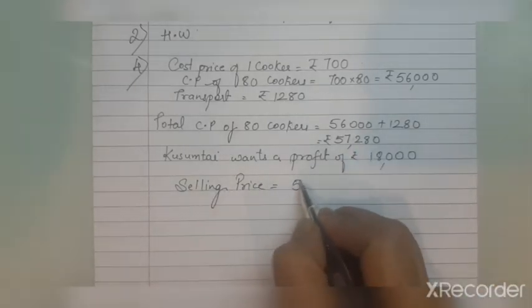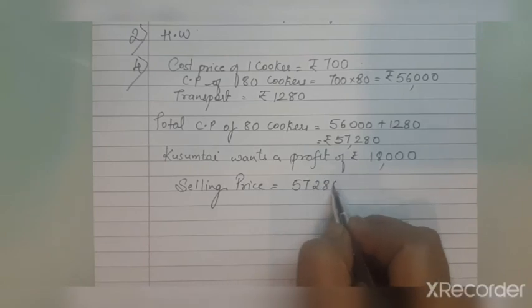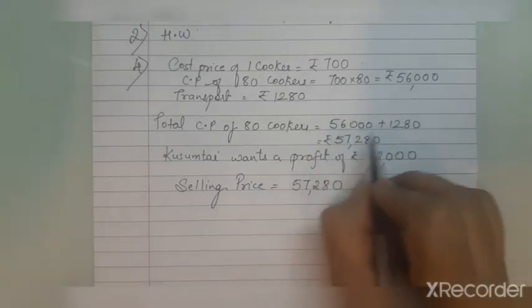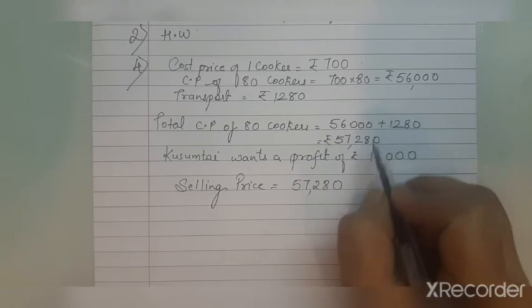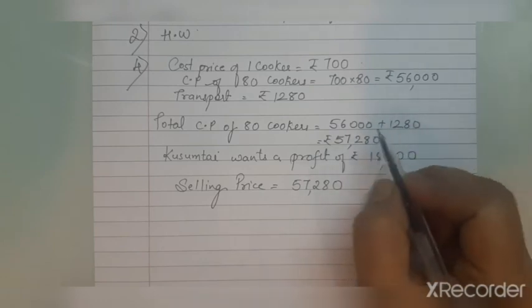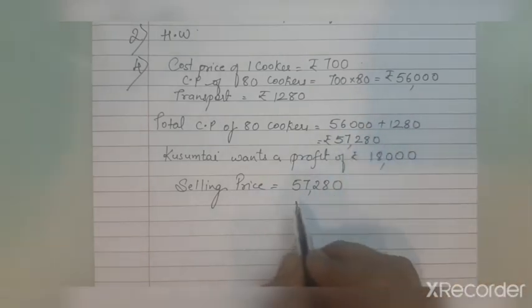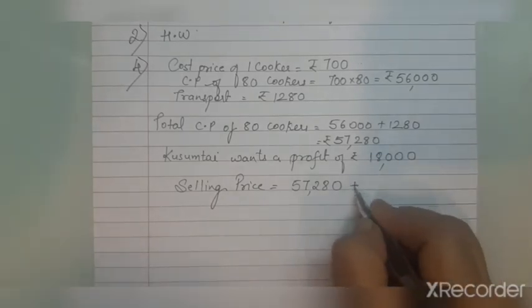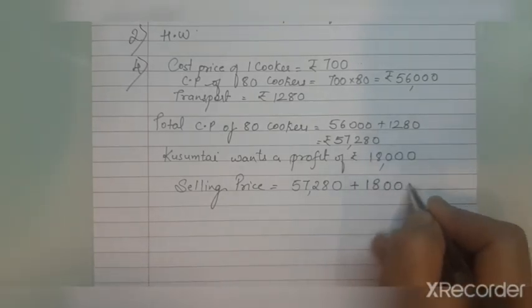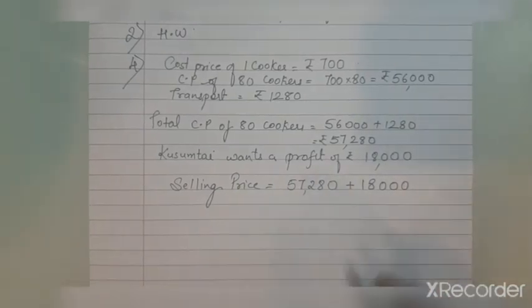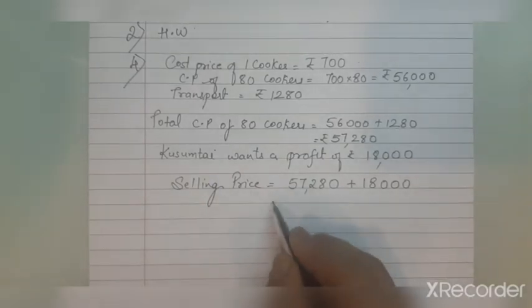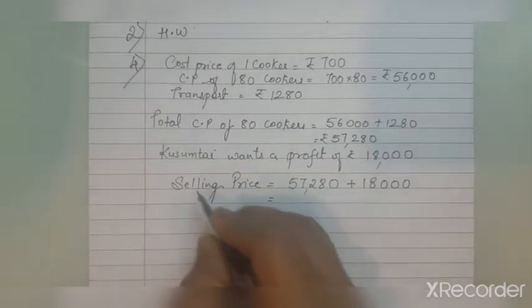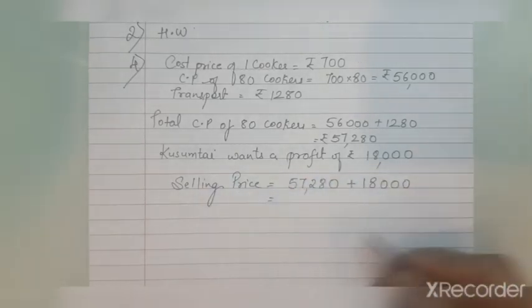She has spent 57,280. How? 56,000 she paid for cookers and 1,280 she spent on transport. So altogether she has spent 57,280, and along with that she wants an extra 18,000 as a profit. So we will see at what rate she has to sell all those cookers. And this is for 80 cookers.